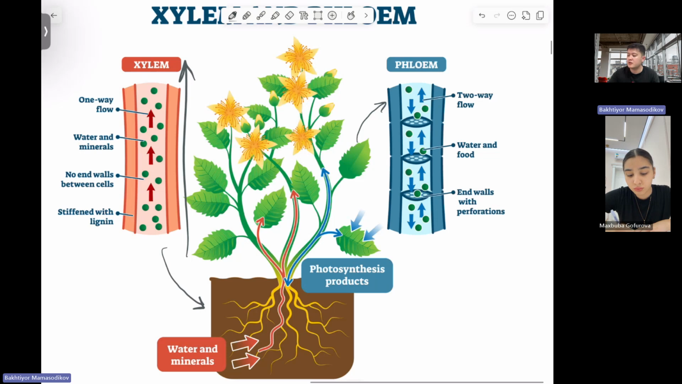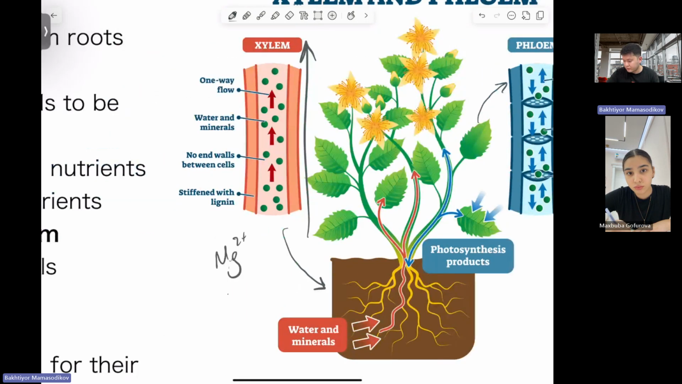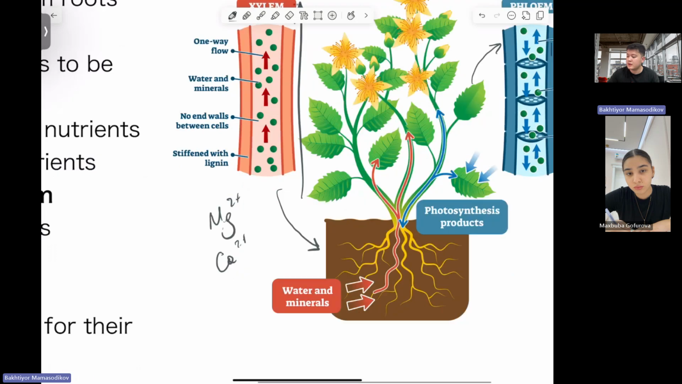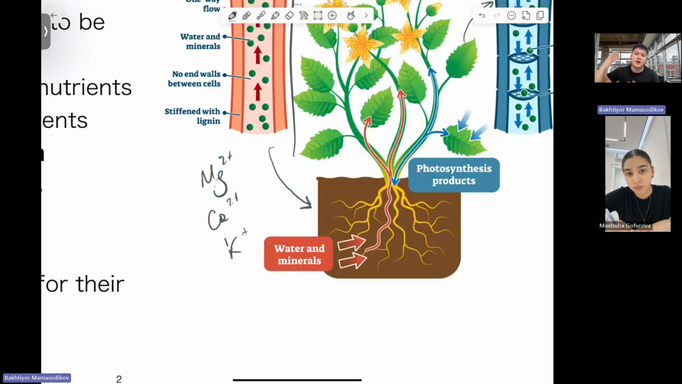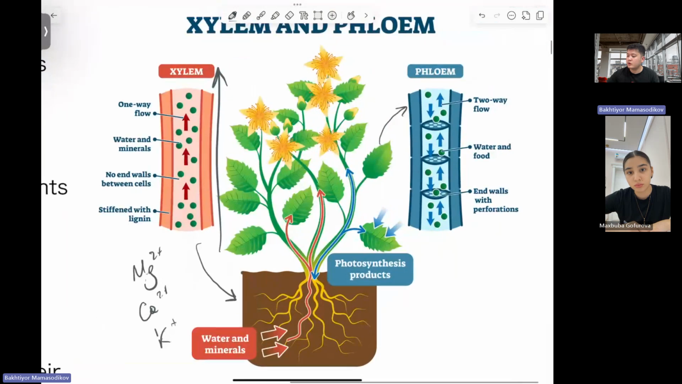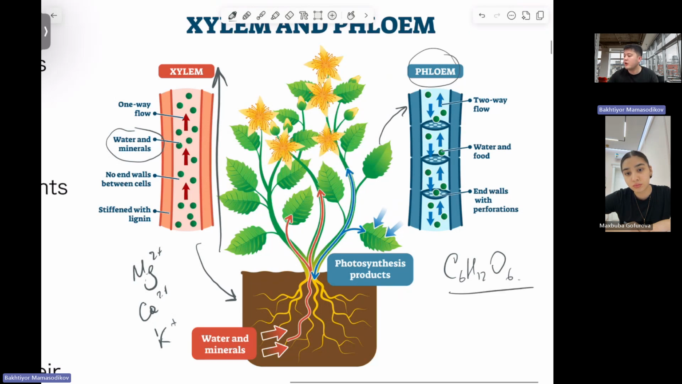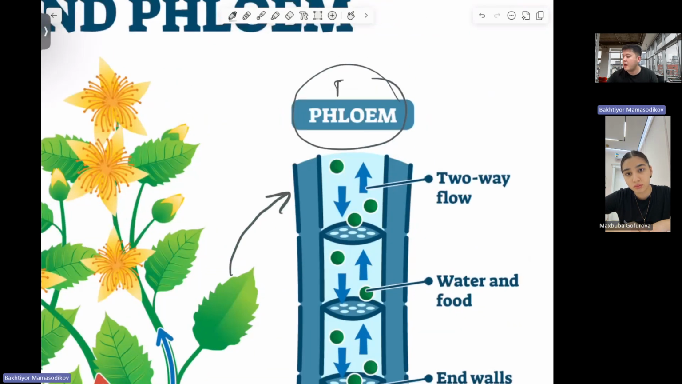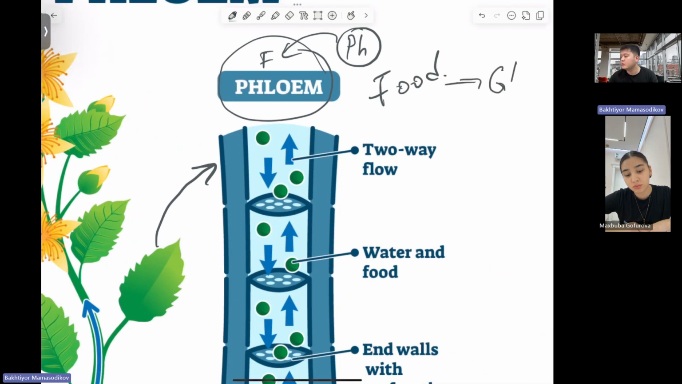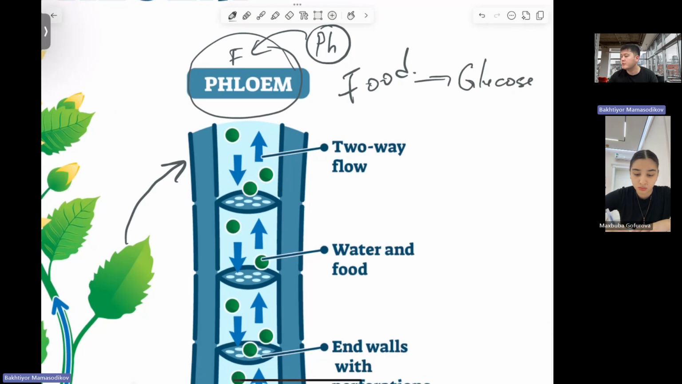It carries water molecules and minerals. What kind of minerals? For example, magnesium, calcium, and potassium. All of them are transported through the xylem. Water and minerals travel through the xylem, and glucose, for example the sucrose molecule, travels through the phloem. Phloem starts with the F, right? The PH is pronounced F. F means food, and food means glucose. It's a mnemonic for memorization. So phloem carries the food.